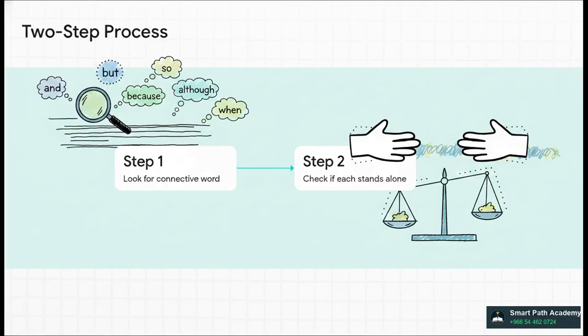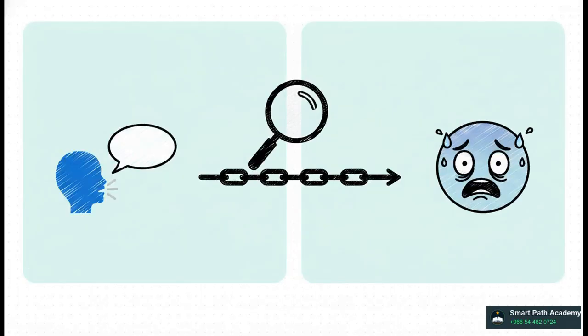Step 2, and listen, this is the absolutely critical part. Check whether each part of the sentence can stand alone. Literally use your hands to cover up parts of the sentence on your paper if you have to. You have to test the structural integrity of those clauses. Let's actually test this process together right now.